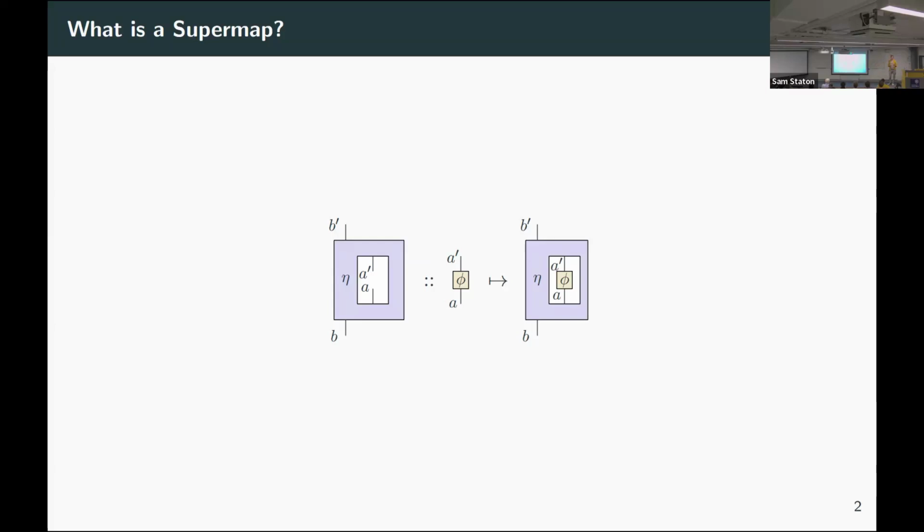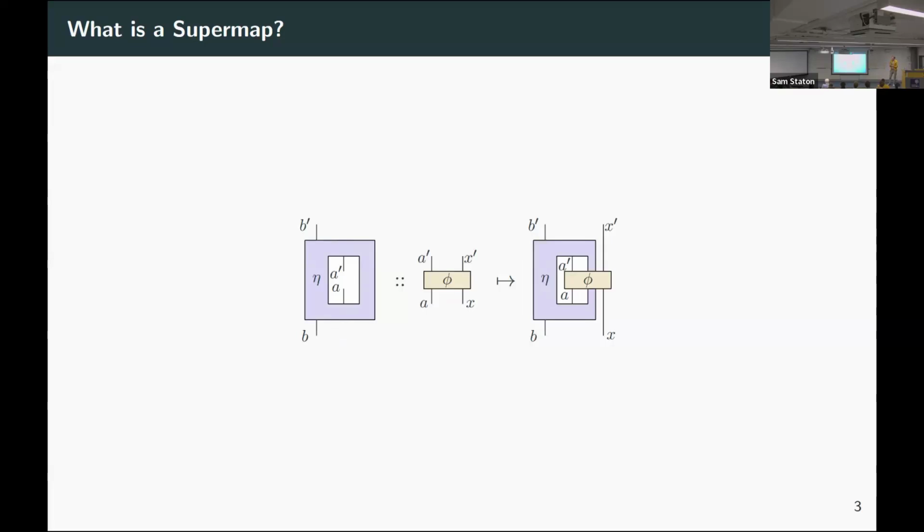Well, you can imagine now that I've got some process eta, which instead of taking states to states, takes as its input a channel. So it takes processes and returns me a new process instead. So it's acting at some higher level of process. And I can take this a stage further by imagining that it only acts on part of some tensorially extended process. So it acts just on this part A here and leaves alone this X part. And this is what I mean by a supermap in a very hand-wavy way. And of course, the point of this presentation is going to be to try and give this a formal meaning.